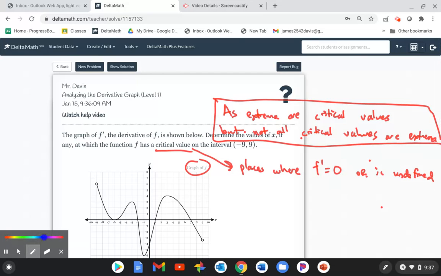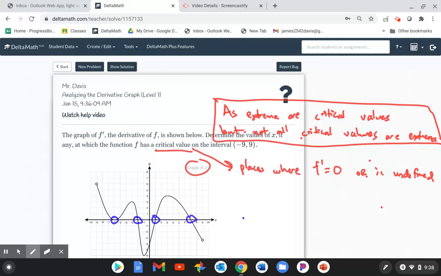So for critical values, let's circle on this graph all the places where the derivative is 0 or undefined. In this graph, we only have places where it's 0. There's no vertical lines on this one. So it's 0 at -6, 0 at -2, 0 at 1, and 0 at 7. So those are all the places where the derivative is 0 or undefined.